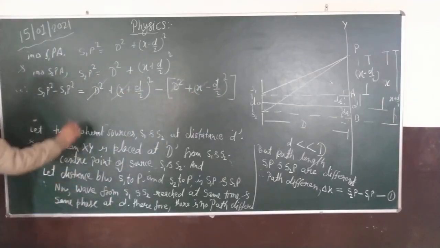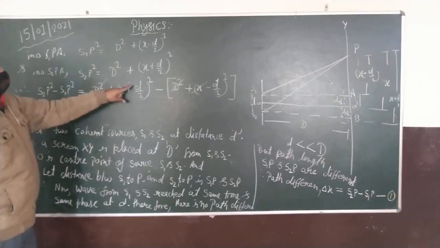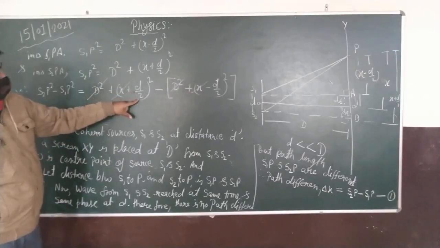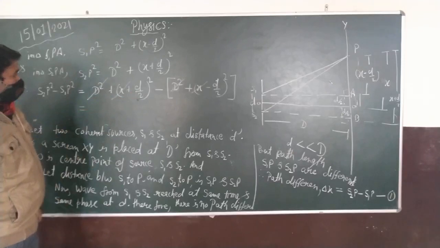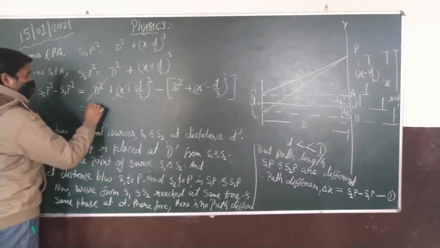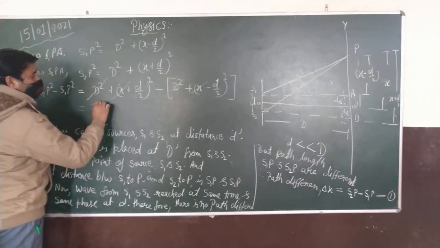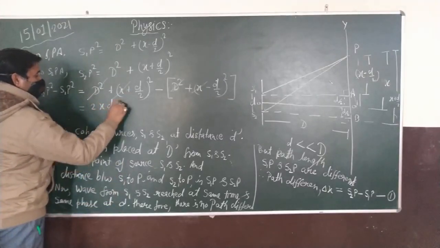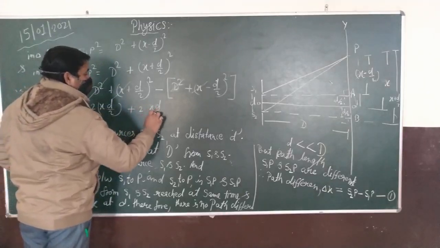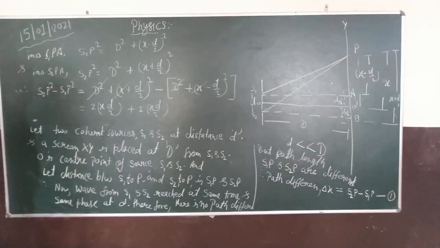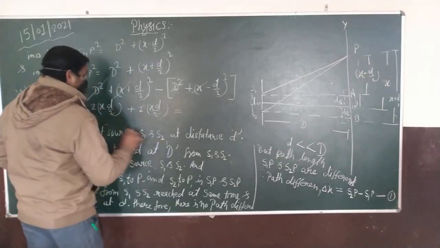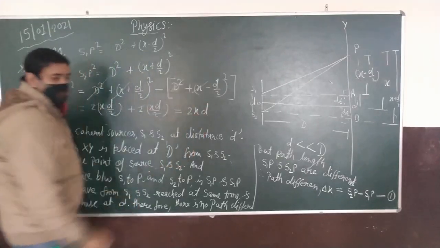Clear? Therefore, we get from here 2 x d by 2, and from here 2 x d by 2. Clear? Okay? Therefore, this is cancelled. So we get from here finally 2xd.